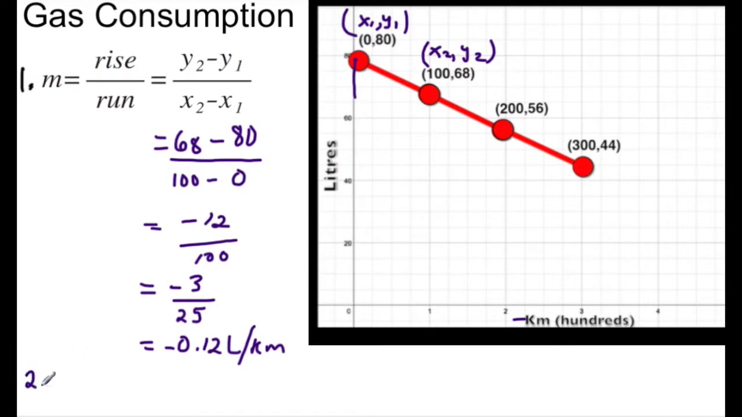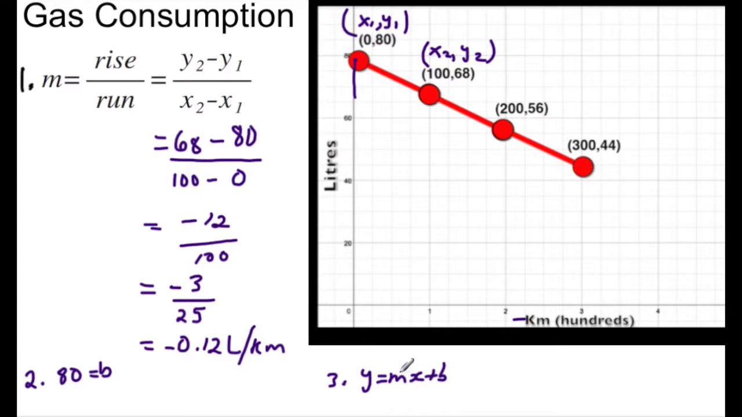Now to do part 2. Part 2 is determine the vertical intercept. Our vertical intercept is that start value, also when x is 0, so our vertical intercept is 80. And that's our b in our equation for the third part. So our third part is to write an equation. It's linear, so we have an mx plus b equation.